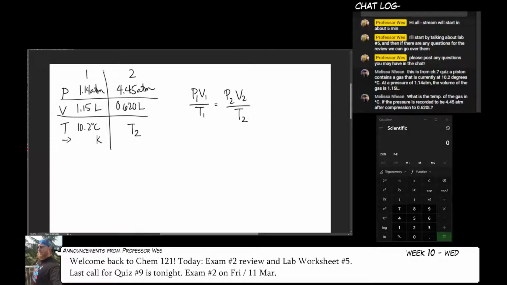All right, so here's our formula for the combined gas law. Remember that you want to use this if you have before-after situations. We're going to solve for T2. So I'm going to multiply both sides by T2 so that I get rid of it from the bottom. And that makes my expression look like this.